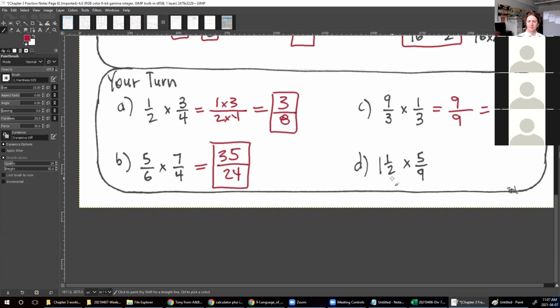And the last one is a bit of a trick question. You have to convert this to an improper fraction. 2 times 1 is 2, plus 1 is 3, times 5/9. Now it's super easy again. We've got a multiplication, so multiply the top by the top, so 3 times 5, which is 15. And on the bottom, 2 times 9 is 18.